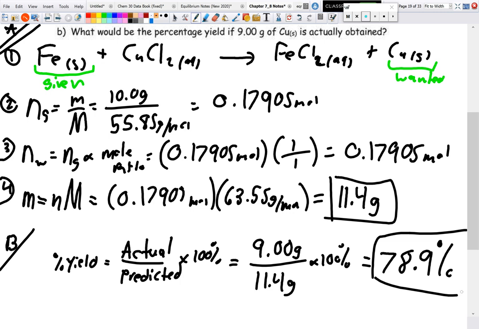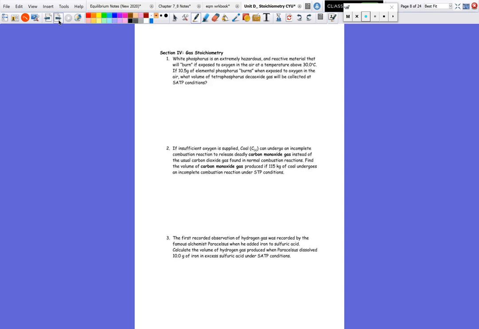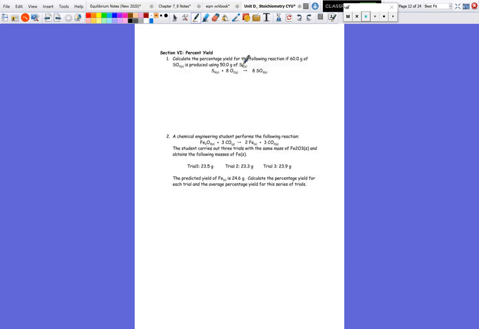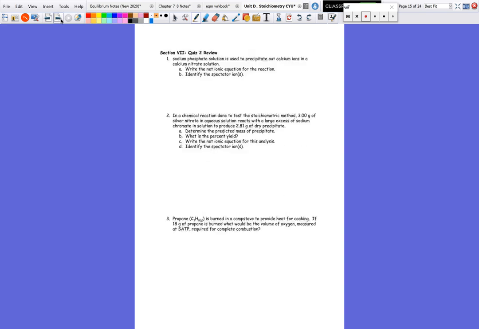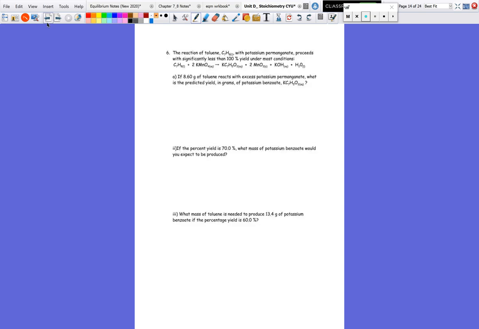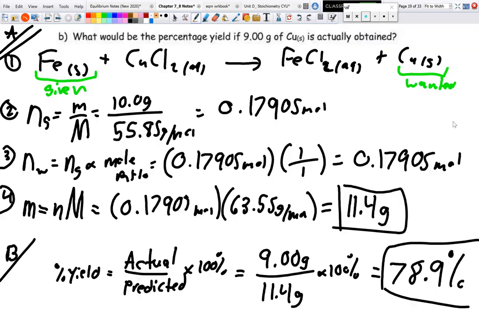So you'll notice inside the notes, this is the only example that is there, but your workbooks, if you look at your CYU book, after solution stoichiometry, you have percent yield. There's a bunch of questions here. So we got 1, 2, 3, 4, 5, 6, and then of course I know it says quiz 2 review. This is more or less kind of an assignment review because that's all we're doing for our online stuff. So definitely you should want to work through some of these here and try them out.